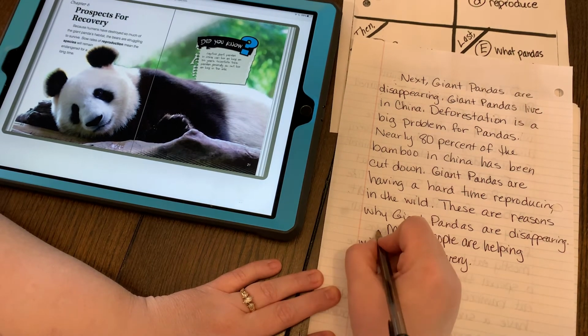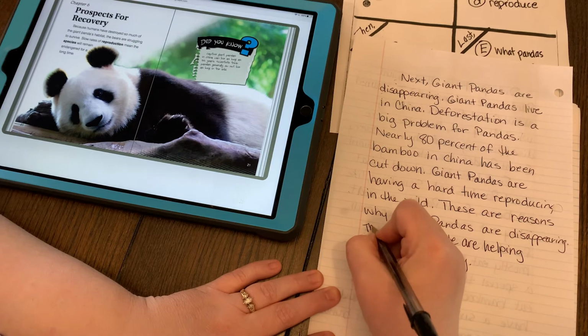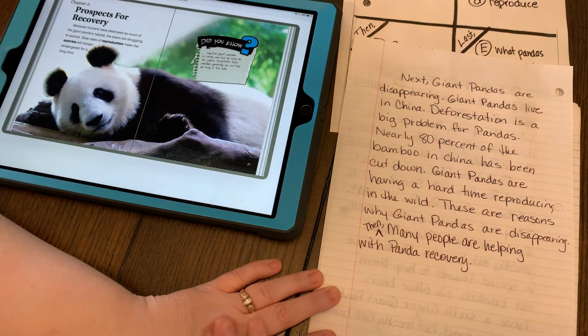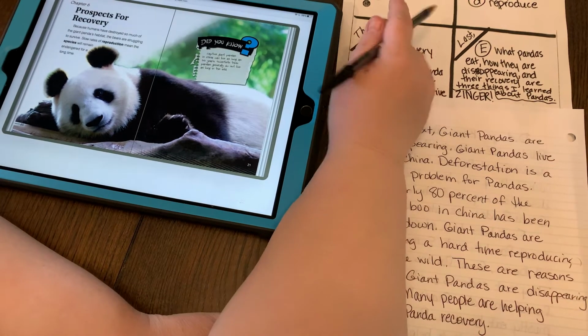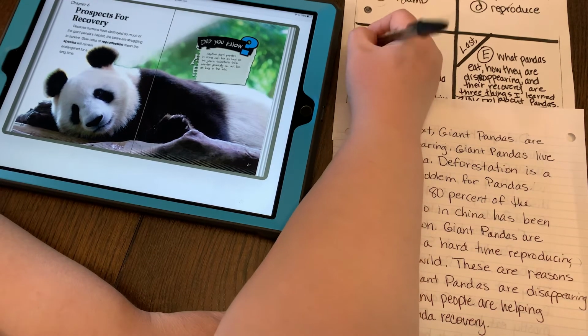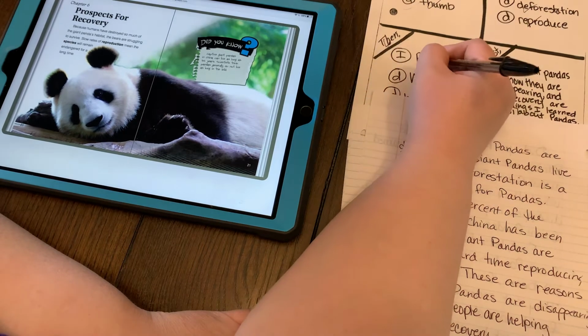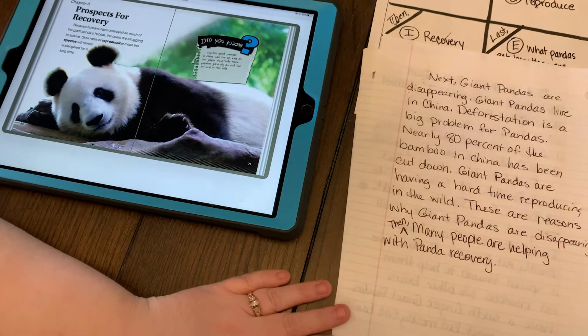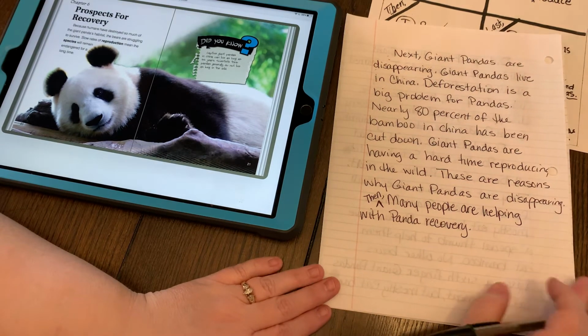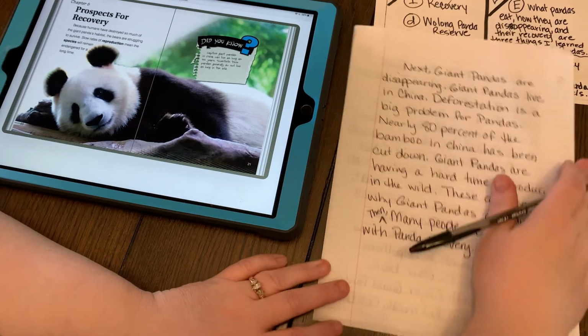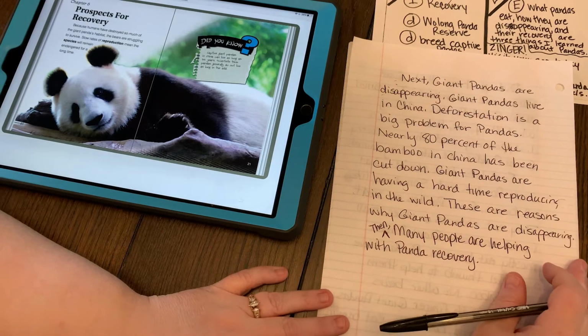Here's the carrot, because I forgot. I'm gonna put the word then in there to kind of fit that in. Okay, I noticed because I was gonna check mark this off. So that's good that I'm checking things off because it helped me remember that I forgot it. Okay. So it says, then many people are helping with panda recovery. What's my detail? Wulong Panda Reserve.